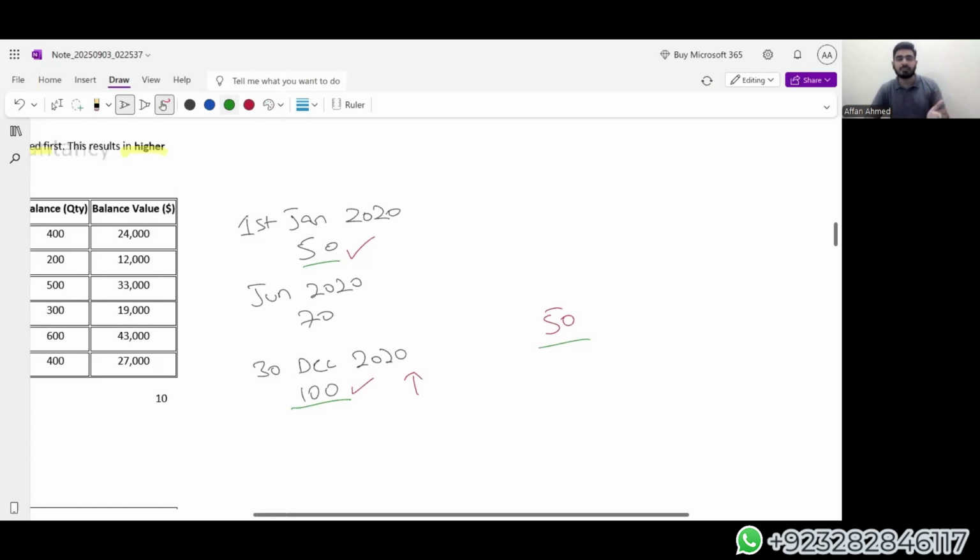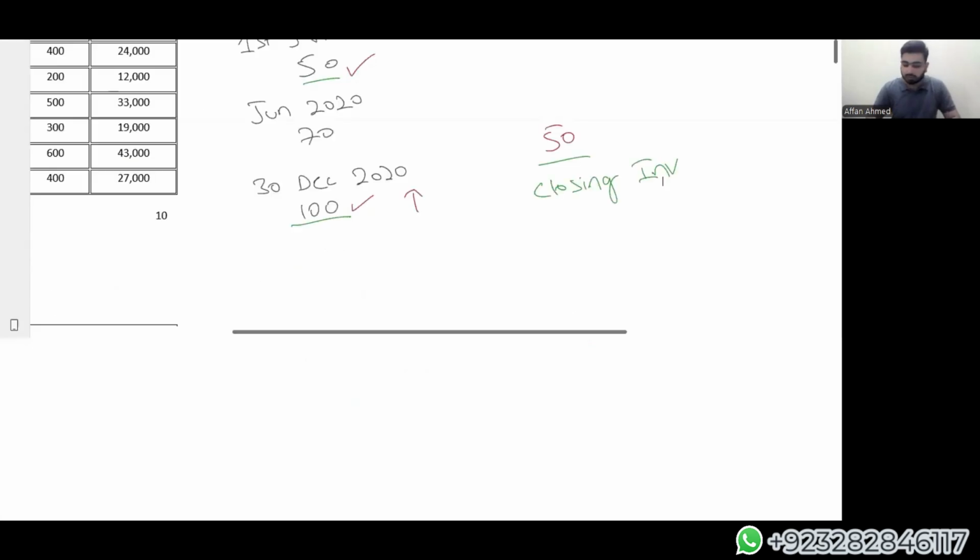That means this inventory will be carried forward to the next year. So would it be classified as closing inventory? Yes. This 50 will be classified as closing inventory, signaling us that the inventory that is bought is of lower value, but in the market, the inventory is of higher value. So it creates a difference, so significant sometimes that it creates a negative impact on the financial statements. So this method is not preferred for this particular reason.